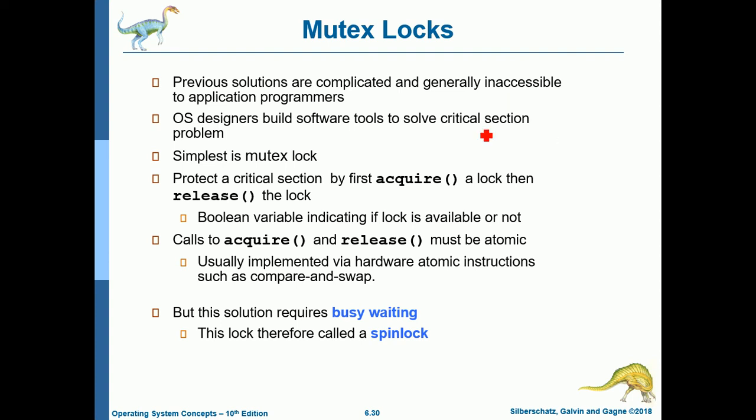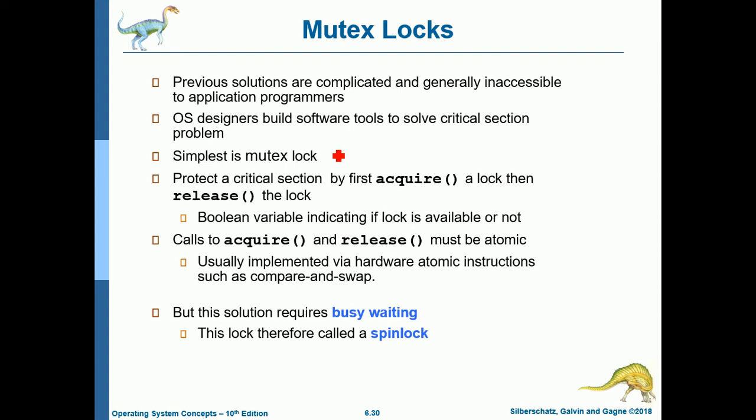So mutex locks use the functions acquiring a lock and releasing the lock. Again, it's like the restroom. And then a Boolean variable indicates if the lock is available or not. Calls to acquire and release functions must be atomic, or uninterruptible, so usually implemented via hardware atomic instructions such as compare and swap.